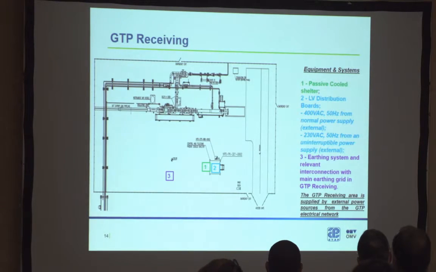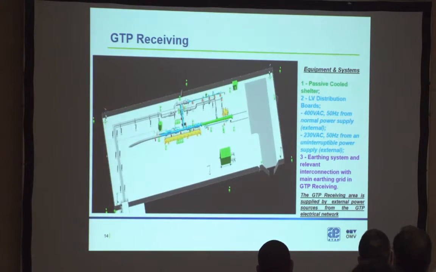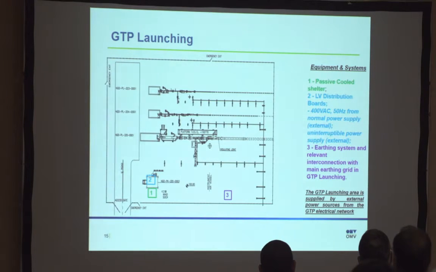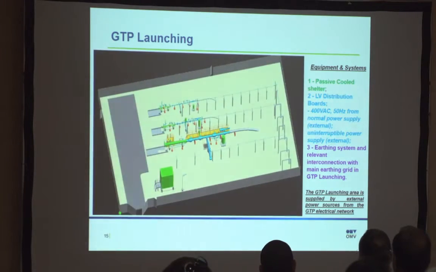For the GTP receiving, particularly the same configuration. In this case, we have a passive shelter, electrical parts, normal power supply from GTP, UPS from GTP, earthing system. This is after 3D model review. GTP launching, this is the same configuration, passive shelter. This is after modelization.